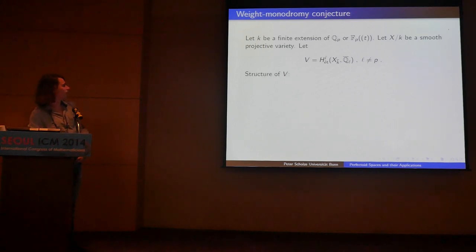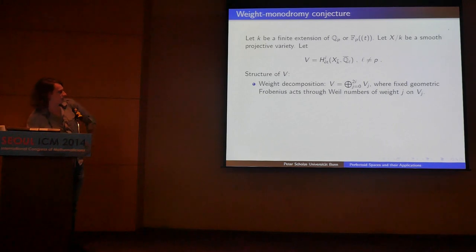So what do you know about the structure of this representation? So in the similar situation where this variety would be defined over a finite field, you would have the Weil conjectures, which tell you that the eigenvalues of Frobenius on this are Weil numbers. So they have some prescribed complex absolute value. You have something similar happening here, except that different weights can appear. So you have a weight decomposition into different weight spaces, where the weight runs over integers from 0 to 2i, where the Frobenius acts through real numbers of weight j on this weight j piece.